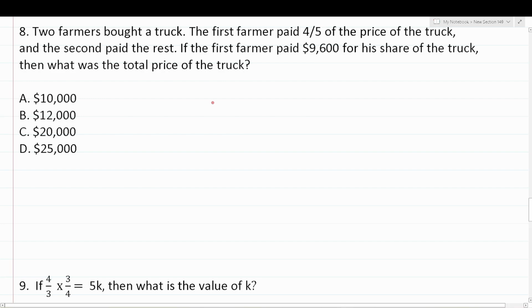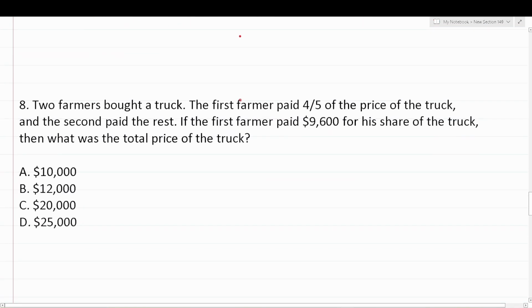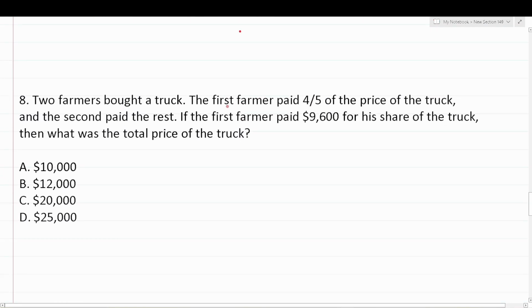So number 8 says 2 farmers bought a truck. The first farmer paid 4/5 of the price of the truck, and the second paid the rest. If the first farmer paid $9,600 for his share of the truck, then what was the total price of the truck? So for this one, it's going to be helpful to convert this word problem into an equation that you can then solve. And that's not that difficult to do.